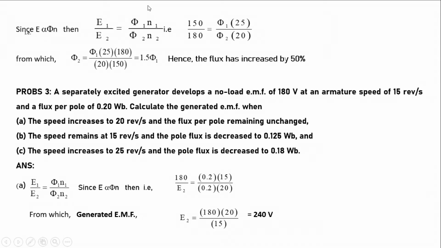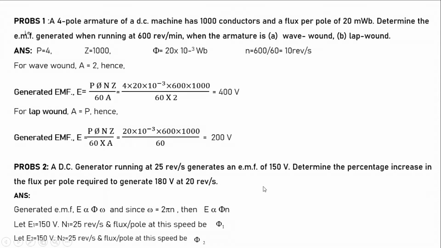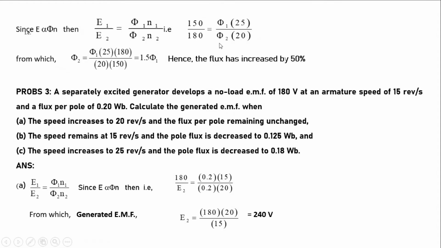The general formula is E directly proportional to phi into N. So we can write like this: 150 and 180 have been given in the problem, and 25 RPS and 20 RPS, N1 and N2, are also given in the problem. Phi 1 and phi 2 are what you have to find out. You have to determine the percentage increase in flux. How to find phi 1 and phi 2? If we consider phi 2, you have to find phi 2 in terms of phi 1, and you will get 1.5 phi 1.